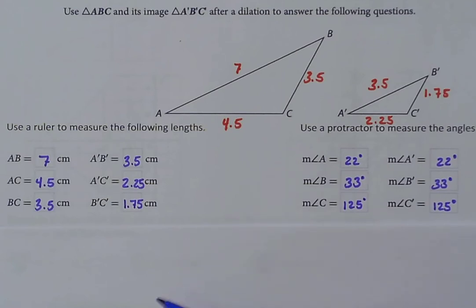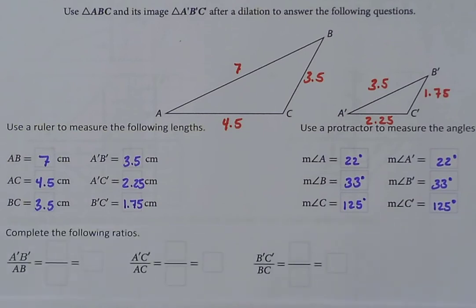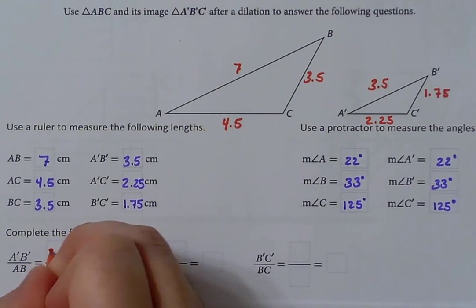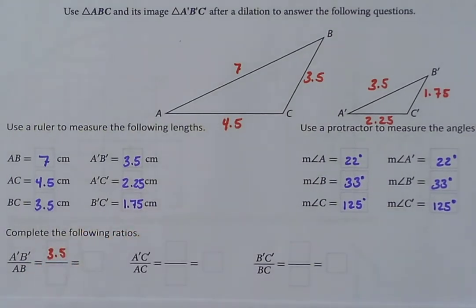Okay, they do. So what we also need to note is we have to deal with the side lengths. What do the side lengths tell us? So we're going to go through and complete the following ratios, and this is going to set up an idea with the side lengths. So what we're going to do is take the prime over the original. So if we take the length of A prime B prime, that's 3.5. And then that's going to go over the original, which is AB, so 7.